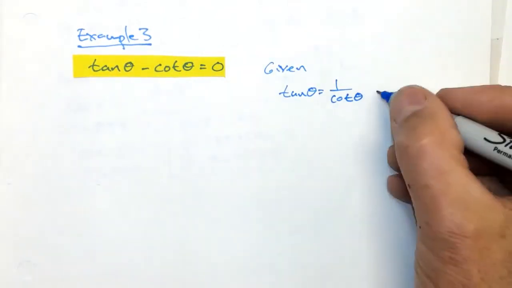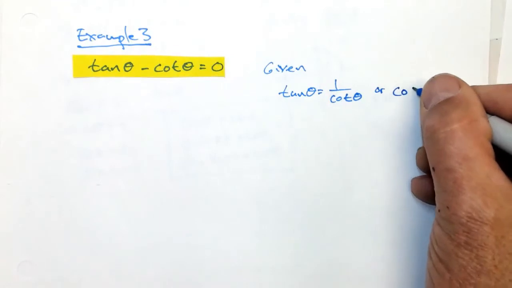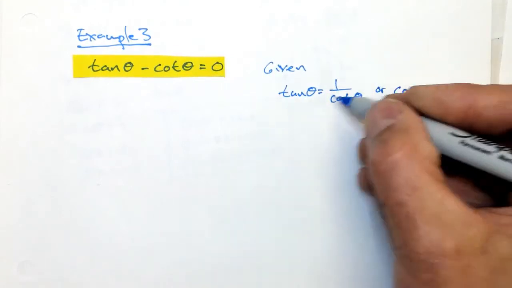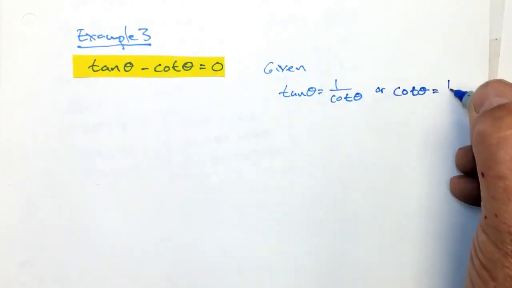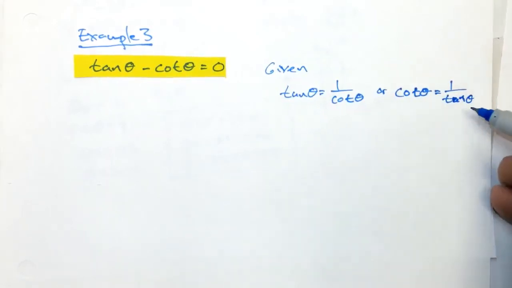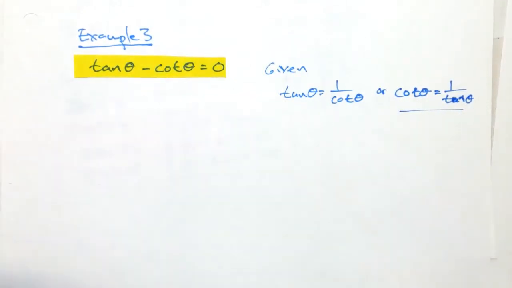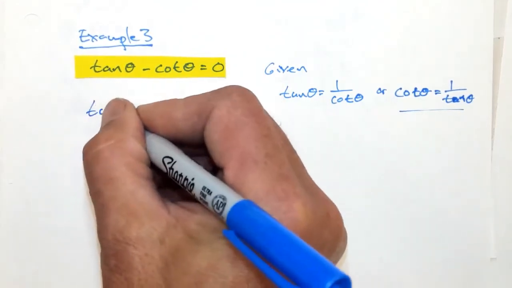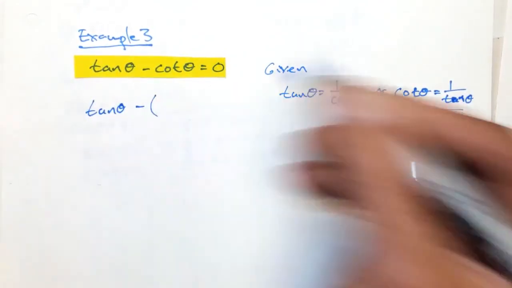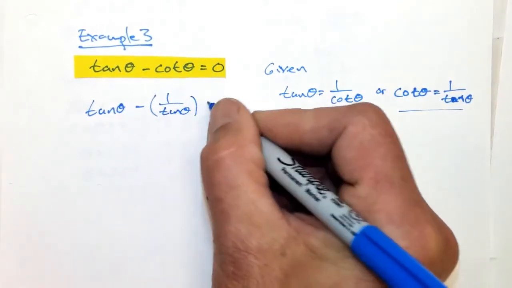I usually like using tangents instead of cotangents, so I probably want to substitute in for the cotangent. So I'll just write this down, cotangent of theta. It just says these are reciprocals. So that's 1 over the tangent of theta. So I can use this one or that one to substitute for one of these. I'm going to use this one. So that means that I have the tangent of theta minus, and then we substitute in 1 over the tangent of theta equals 0.